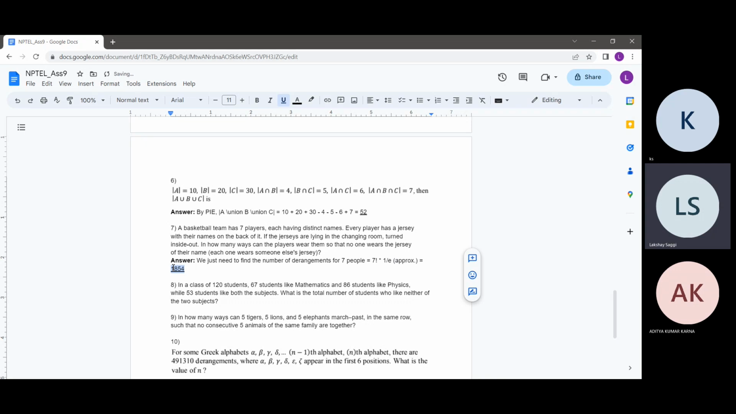So you guys can check. You can also find the actual value by doing the full calculation, which is 7 factorial minus 7C1 times 6 factorial plus 7C2 times 5 factorial and so on. That way you can get the actual value. But if you just need an approximation, then I guess it is sufficient that 7 factorial times 1 by e is equal to 1854. So suppose this was a multiple choice question, you will just mark the closest value to 1854.